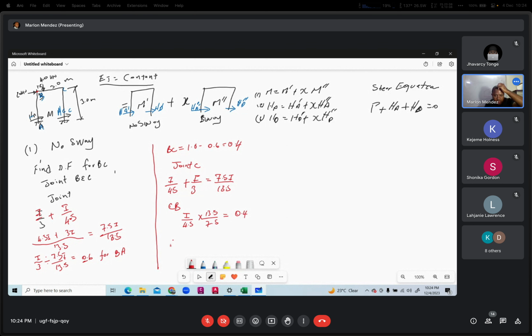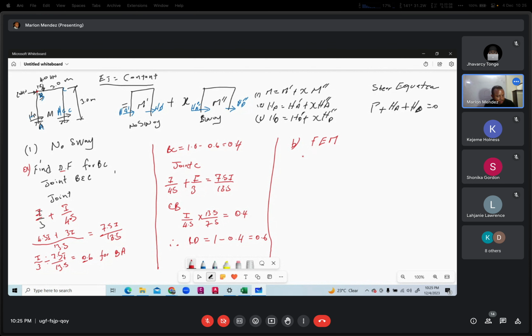Again, therefore, CD is equal to 1 minus that, and that becomes 0.6. So that is it for finding the distribution factor. After finding the distribution factor, we want to now look at finding the fixed end moment.